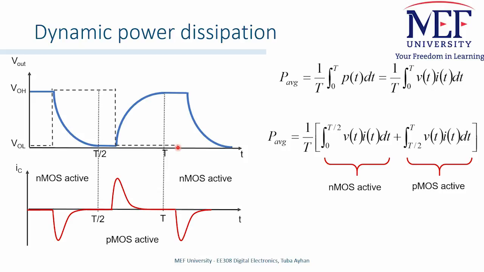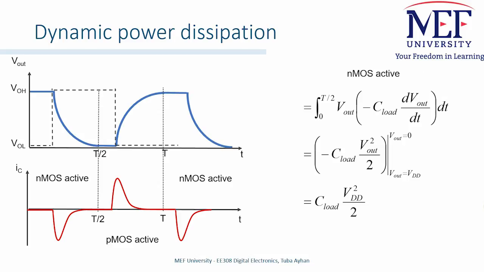During the high to low transition, NMOS will be active, discharging the capacitance. So there will be current flow through the NMOS. During the low to high transition, PMOS will be active. So there will be current passing through PMOS. Dynamic power dissipated in one period is the power dissipated on NMOS and PMOS.